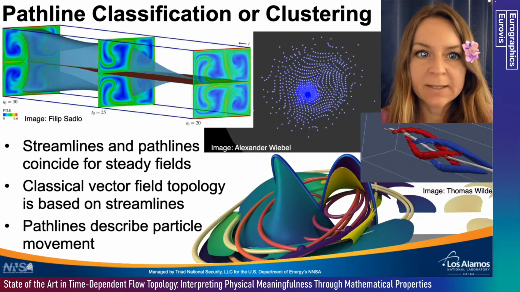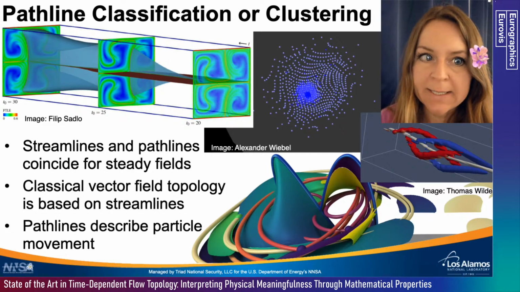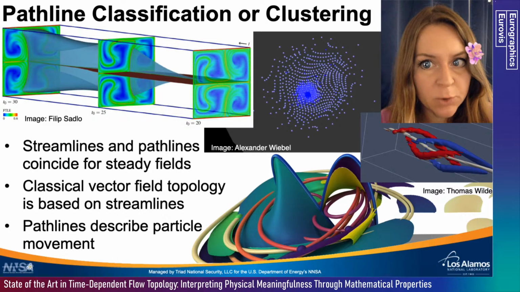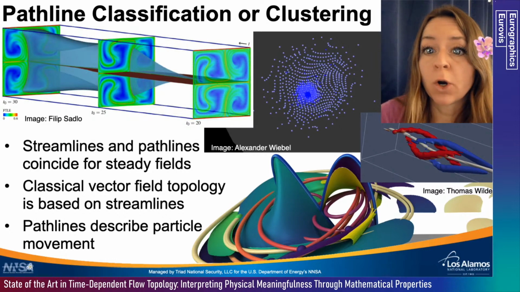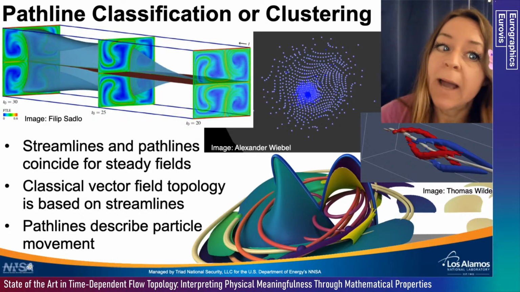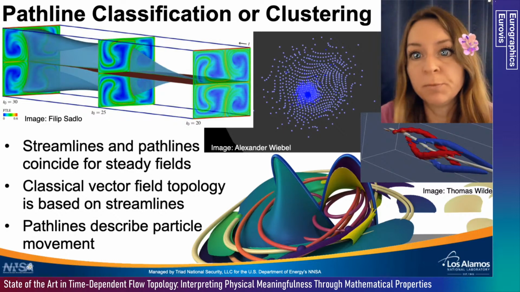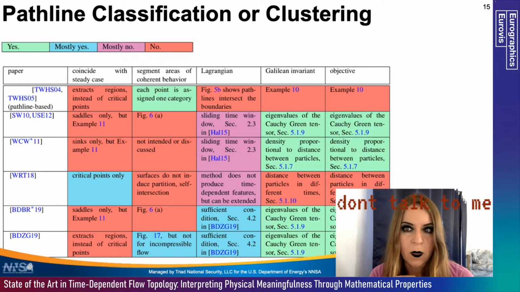Using pathline classification or clustering is based on the idea that streamlines and pathlines coincide on steady fields, and streamlines are the basis for the classical vector field topology, but pathlines describe particle movement in the time-dependent setting. We found that these methods also have become more elaborate over time, but what most of them lack is the coincidence with the steady case.